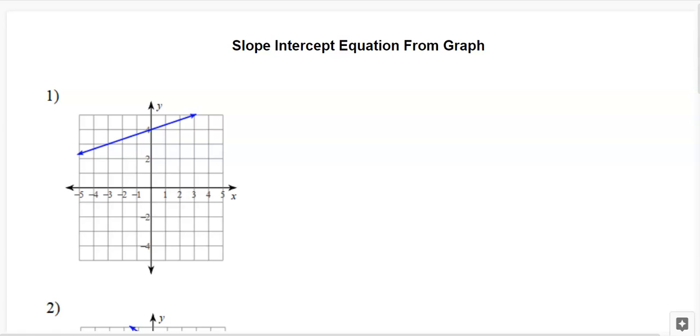Khan Academy slope-intercept equation from the graph. So if you completed the previous section, you were just kind of going the opposite way. They give you the equation, you had to graph it. Now they're giving you the picture, you need to go backwards.